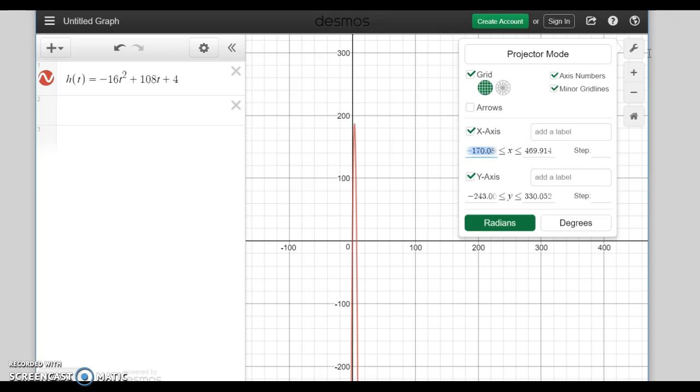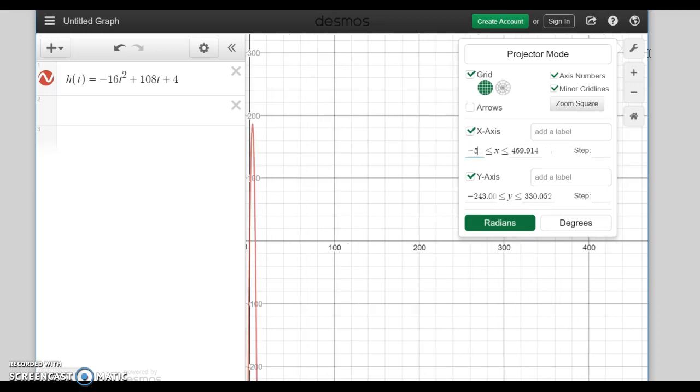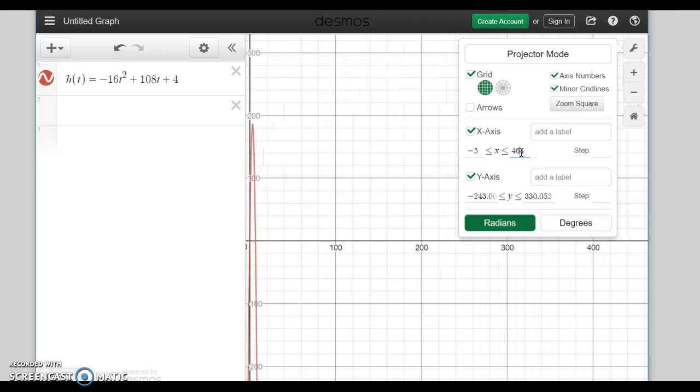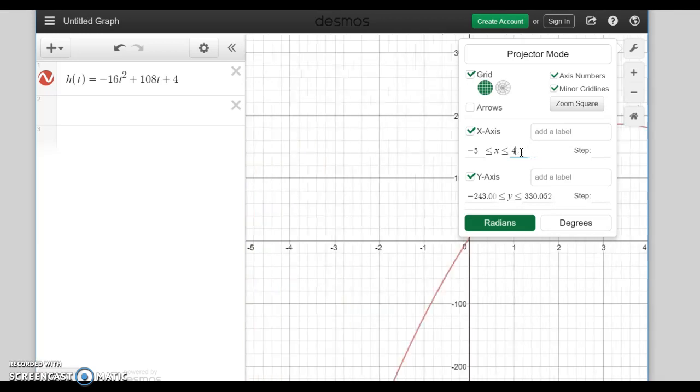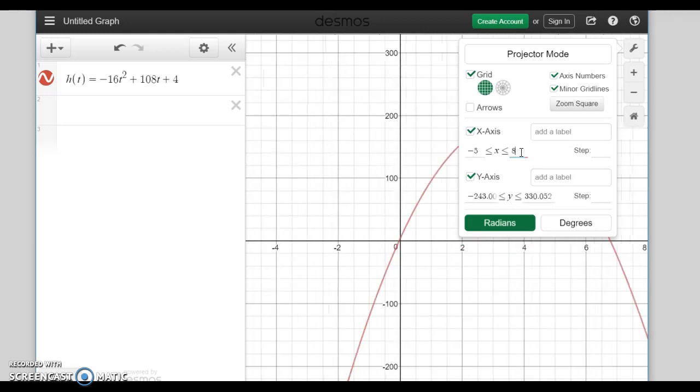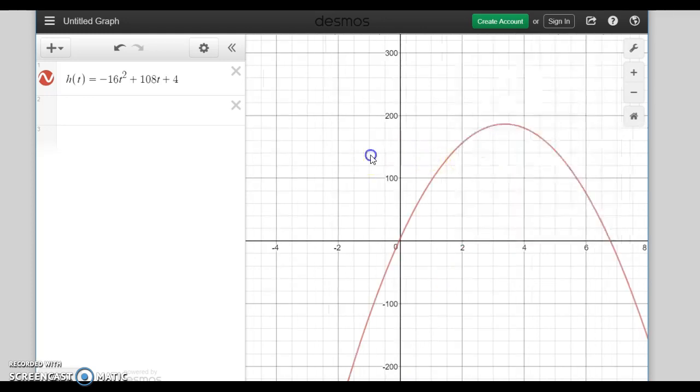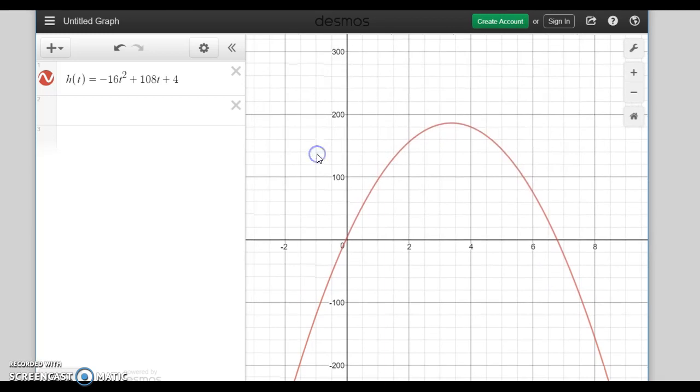I'm going to go maybe from negative 5 up to, you shouldn't have to go too far, maybe a positive 5 there. Let's just go up to, let's see, that might not be enough. About 8. Yeah, that looks pretty good. And even that helps enough. We can see enough of the graph right there.